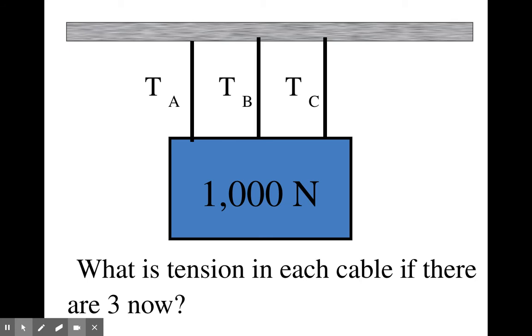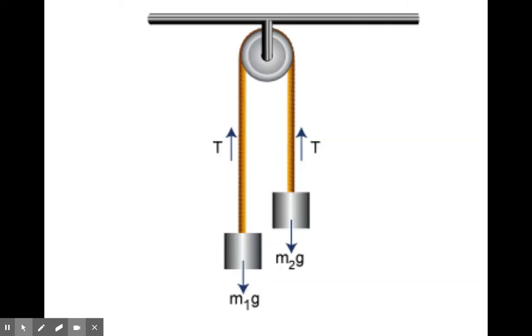What would be the tension on each cable if there are now three? Well, 1,000 newtons. We'd do what? We'd split it three ways. So our answer would be about 333.3 continuing newtons, or we just say 333 newtons each. But they would all add up. That's pretty easy when they're straight up and down.